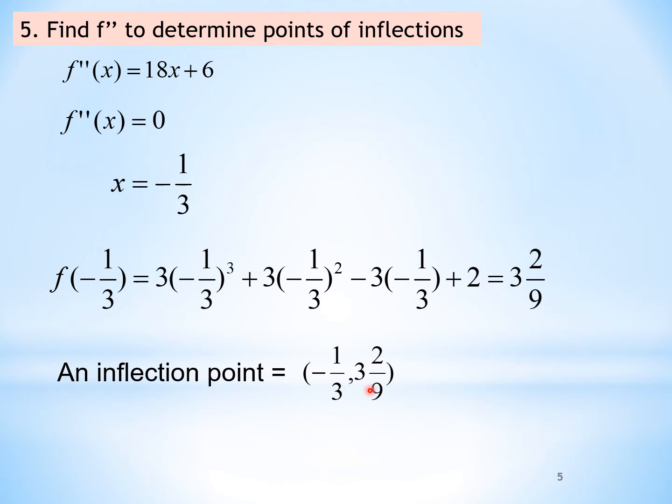So for the fifth step, you're going to find the inflection point using the second derivative. From the previous first derivative, we obtain the second derivative, which is this, and then we equate it to 0 to get the x value. And here you get x equals negative 1 over 3. Again, this x value you substitute into the f function, the original function. Then you get the y value. So your inflection point is negative 1 over 3, 3 2 9. Okay, this is your inflection point.